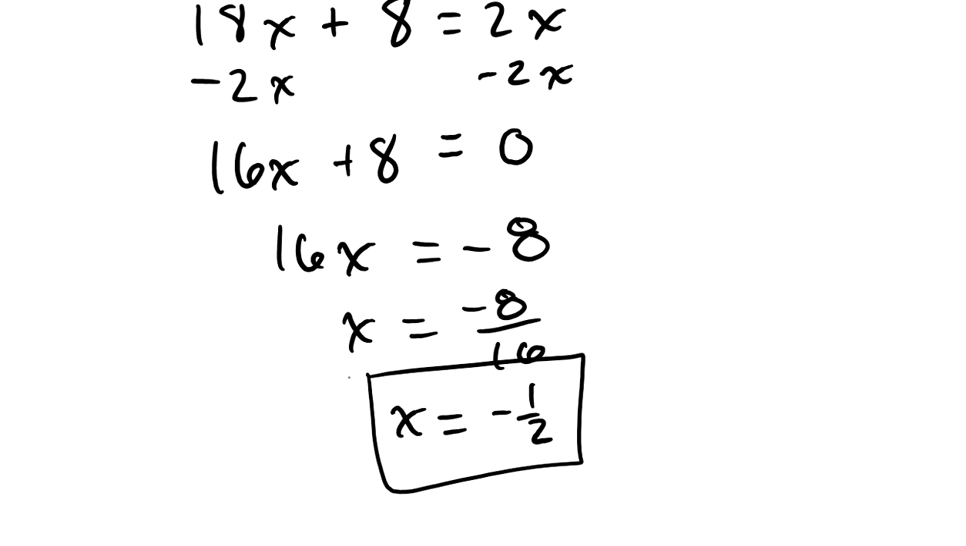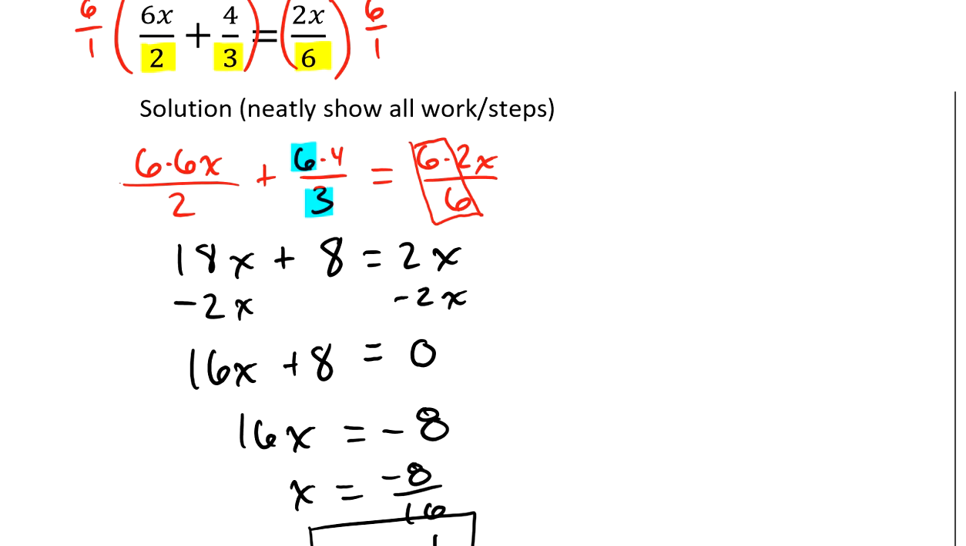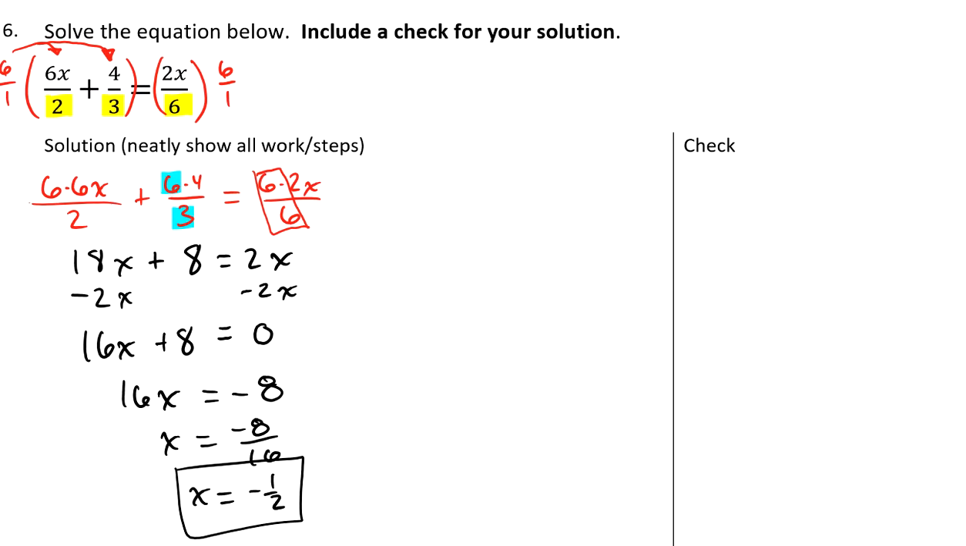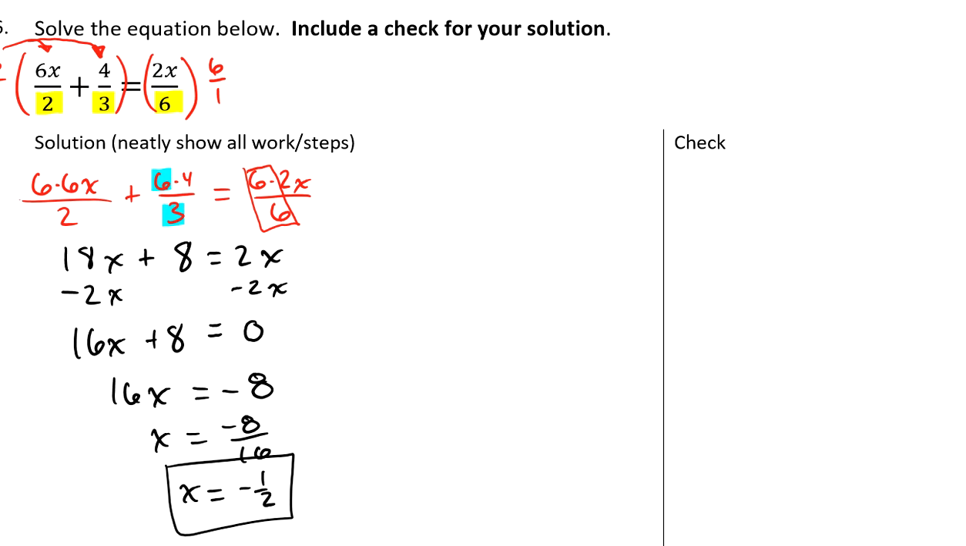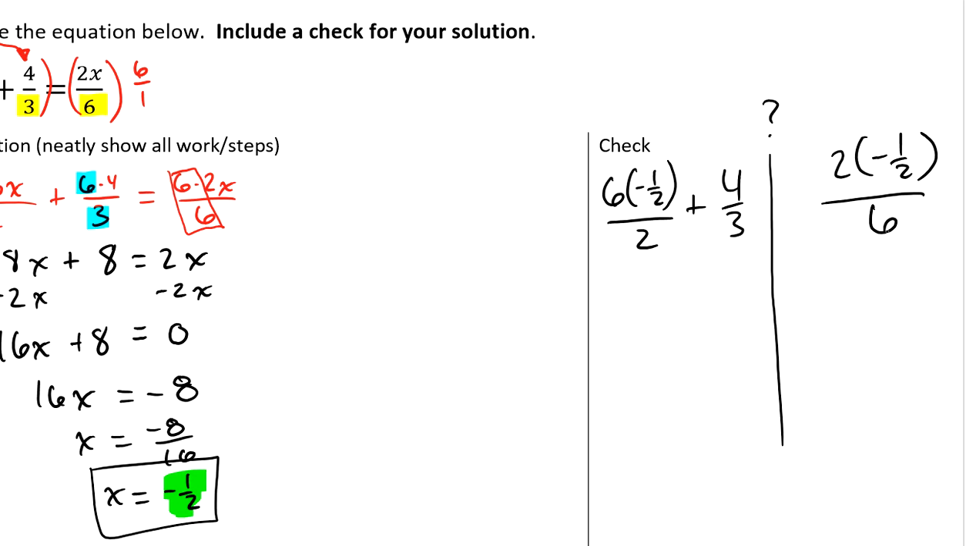One of the points on this problem was to show a check to make sure that your solution worked. So in the check, I'm basically copying the original problem, but every single place where there's an x, I'm going to replace it with this negative 1/2. There are two sides of the check. On the left-hand side, I've got 6 times negative 1/2 over 2, and then plus the number 4/3. And on the other side, we're trying to see if these are equal, I've got 2 times negative 1/2, and I'm going to divide that by the number 6.